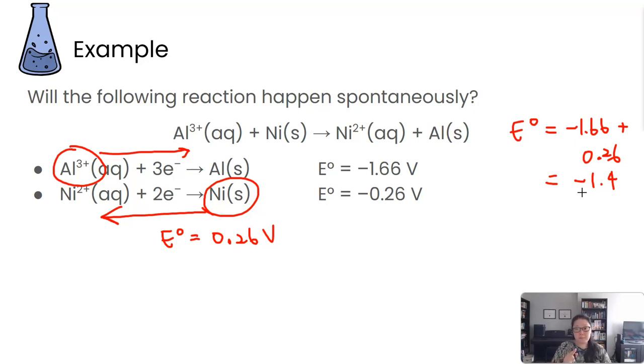That gives you a negative number, which means that it will not happen spontaneously. Now, if you don't want to do the math on this, you can take a look at where these are in that standard reduction potential table. And aluminum is higher up than nickel, which means that aluminum is better at oxidizing rather than nickel is. And so in this case, you're looking at the reduction of aluminum happening. That's not going to happen as easily, and so therefore this reaction will not happen spontaneously.